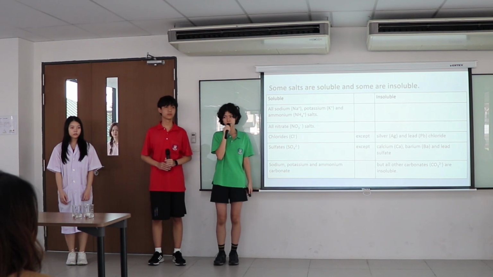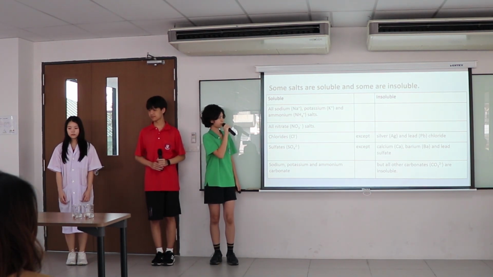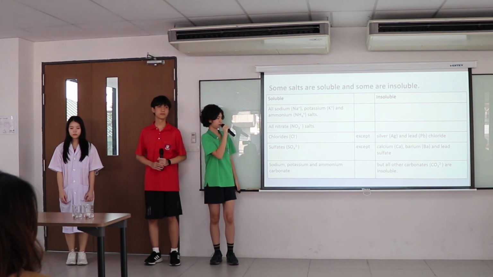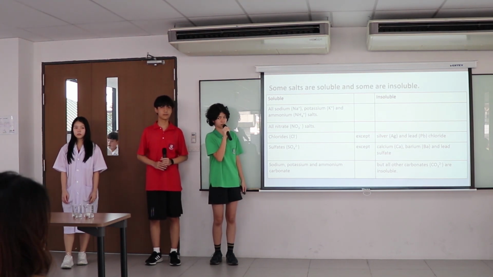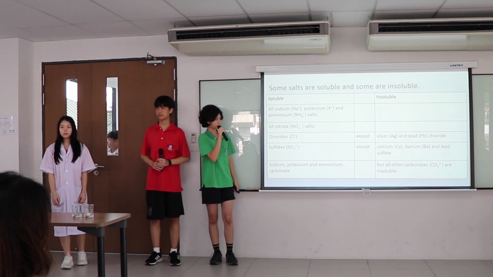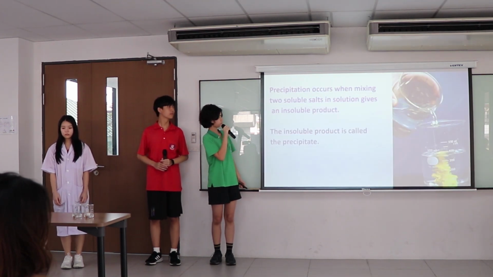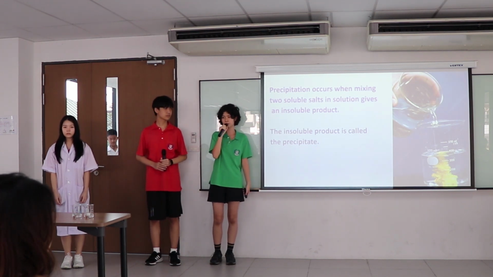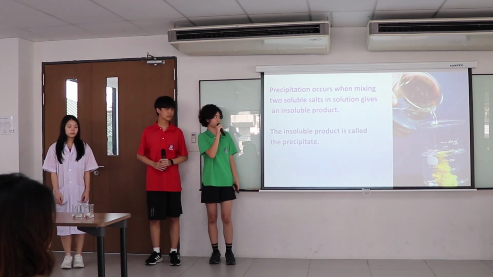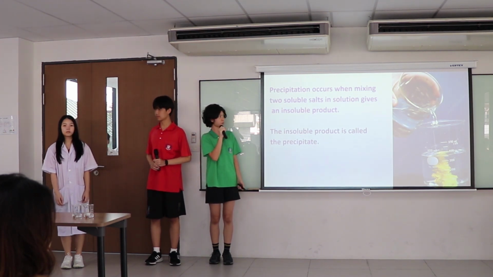Some salts are soluble while some salts are insoluble. For example, all sodium, potassium, and nitrate salts are soluble. But for chlorides, silver and lead chloride are insoluble, and for sulfates, calcium, barium, and lead sulfates are not soluble. A precipitation occurs when mixing two soluble salts in solution, and it gives out an insoluble product. This insoluble product is called the precipitate.